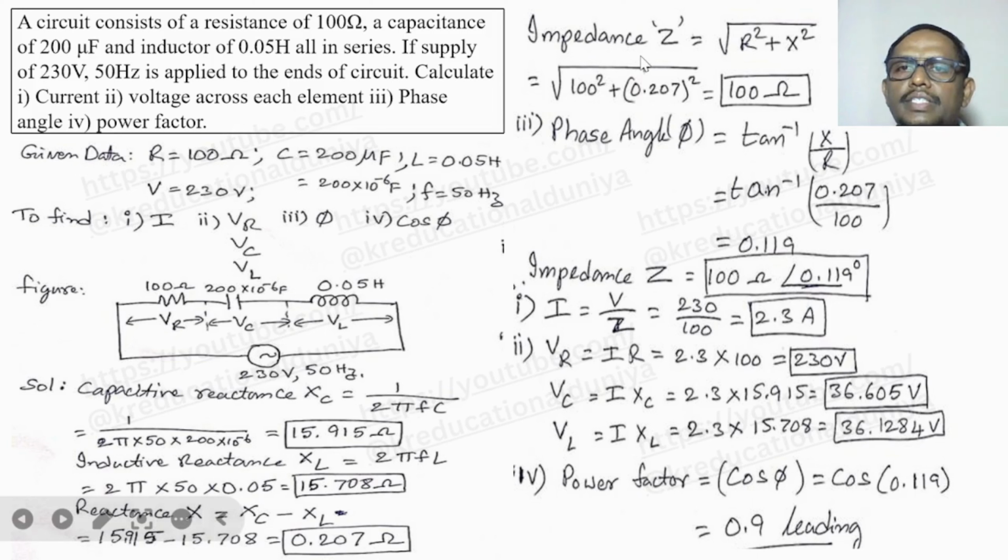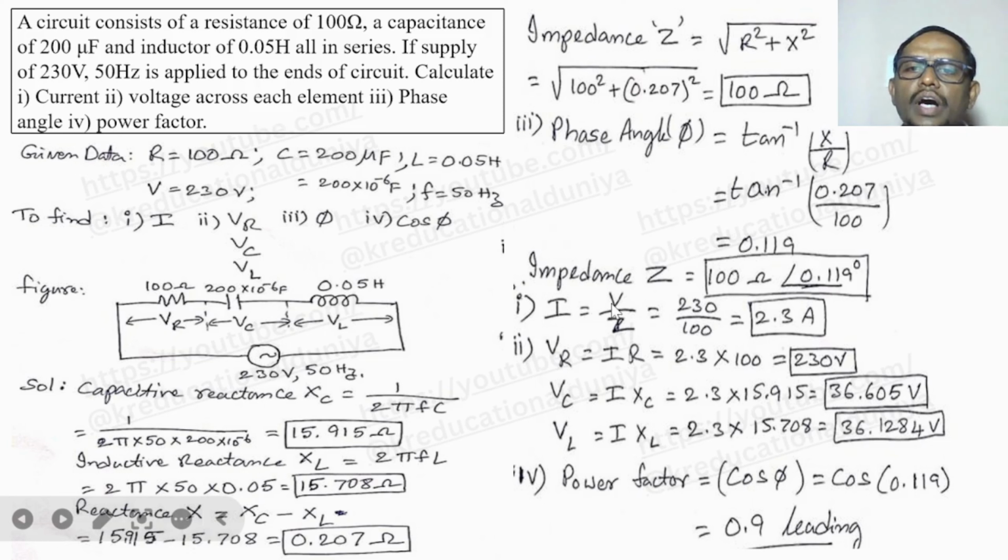Now impedance Z, that is like total resistance. Under root R square plus X square, that is polar form. So R square is 100 square and X square is 0.207 square. So the value is 100 ohms. Next, phase angle phi equal to tan inverse X by R. So tan inverse 0.207 by 100, we got 0.119 as the angle phi. So total impedance Z equal to 100 ohms, and you need to put the angle also, angle 0.119 degrees, right?